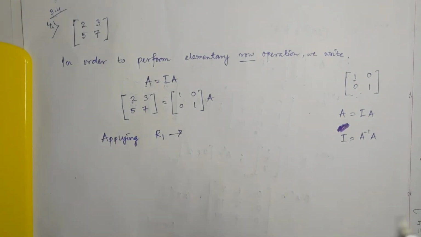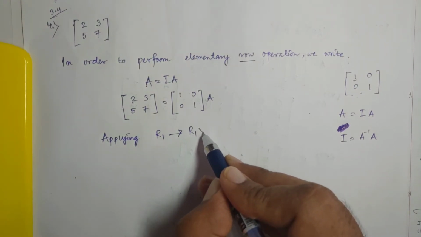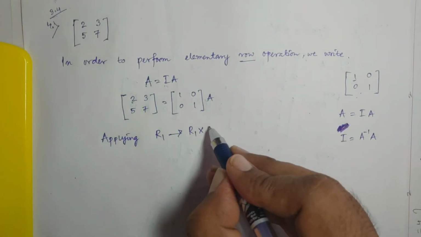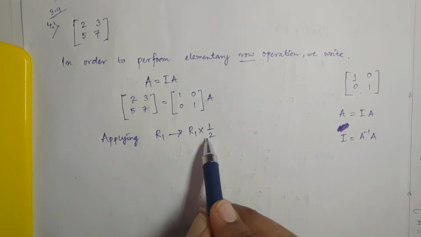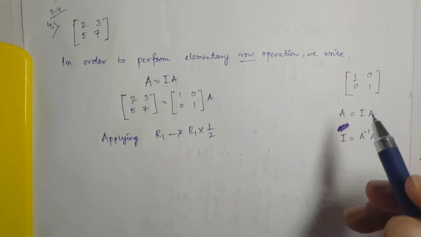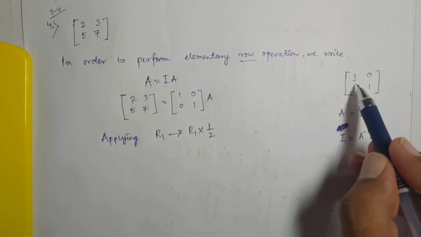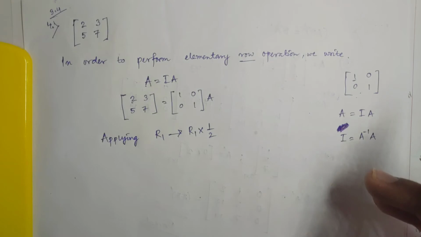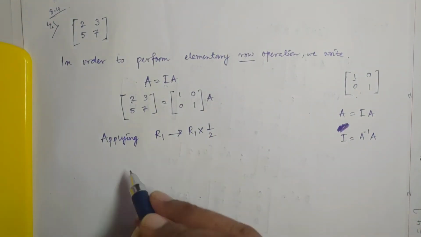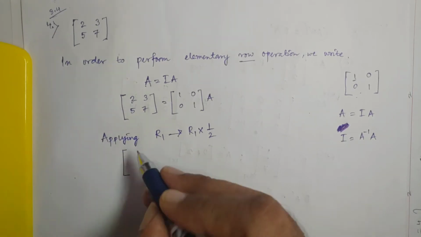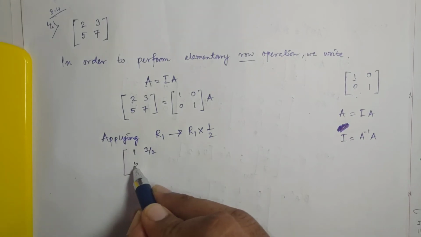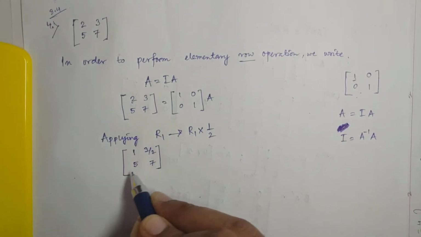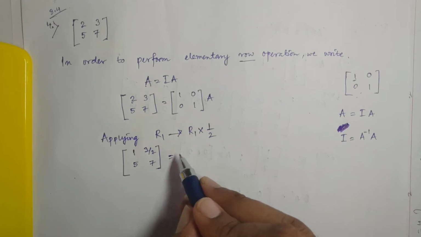R1 implies R1 multiplied by the reciprocal of 2, which is 1 by 2. If I do this, you see 2 into 1 by 2 becomes 1. Keep this in mind: whenever we have to get 1, we always multiply by the reciprocal of the element. So this is our first operation. By doing this, 2 becomes 1, 3 becomes 3 by 2, 5 remains 5, 7 remains 7, because we are doing nothing with R2.